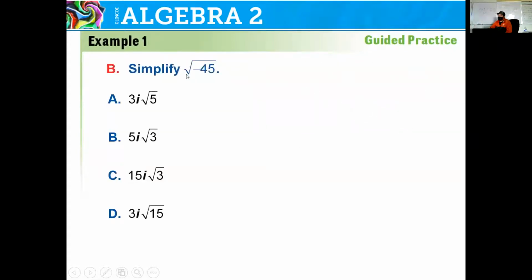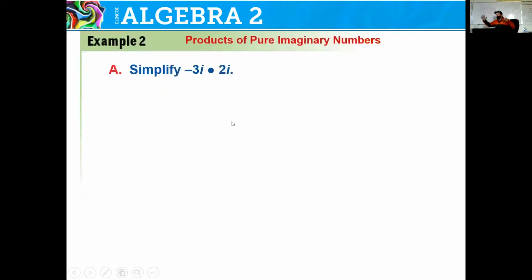Okay, simplify the square root of negative 45. Perfect square that goes into it is 9, right? 9 times 5 is 45. So that would be split down into the square root of 9 times the square root of 5 times the square root of negative 1, which would leave you with 3i times the square root of 5. Okay, and it's just the same process. Whenever we're taking care of these, we break them apart, simplify, and then put them back together.